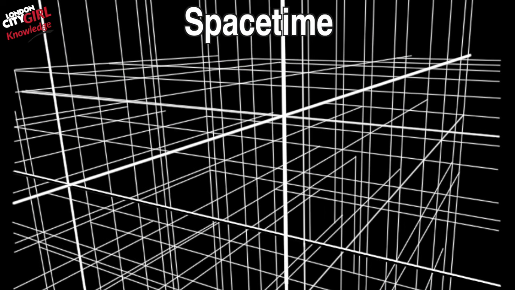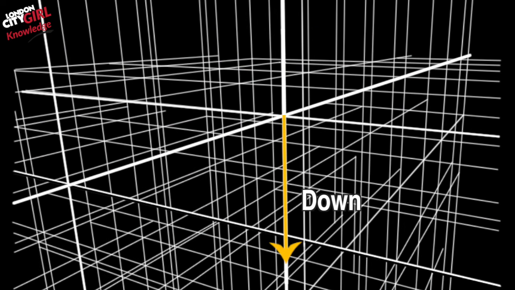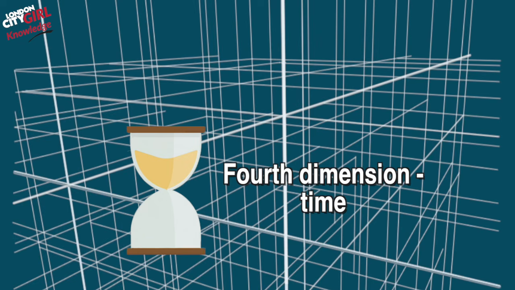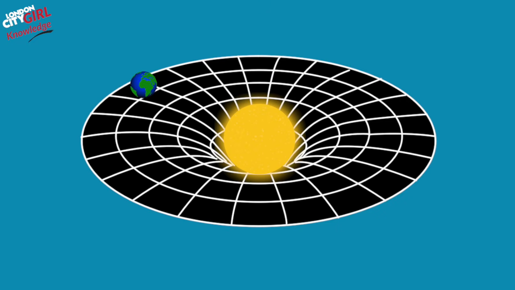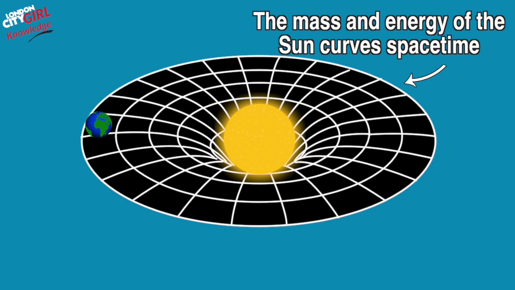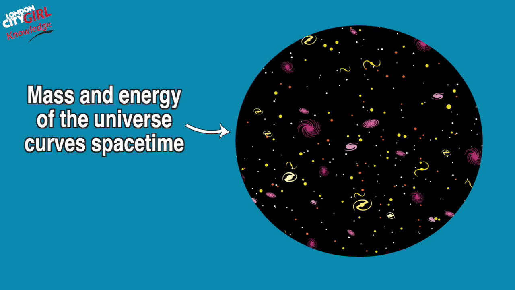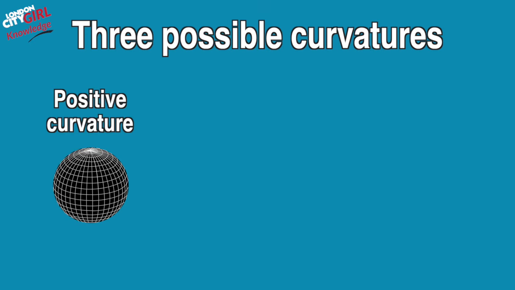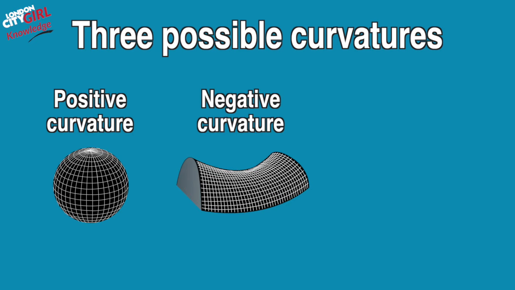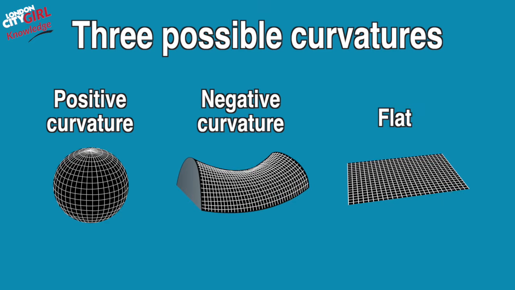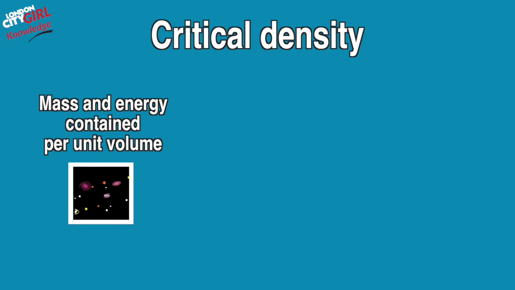Space-time incorporates the three dimensions of space, up and down, left and right, and back and forth, and the fourth dimension of time. General relativity describes how mass and energy can curve space-time, and accordingly, the mass and energy of the universe can also curve space-time. There are three possible curvatures the universe could have: positive curvature, negative curvature, or no curvature at all, i.e. be flat. The critical density of the universe is the mass and energy contained per unit volume of space needed for a universe to be flat.